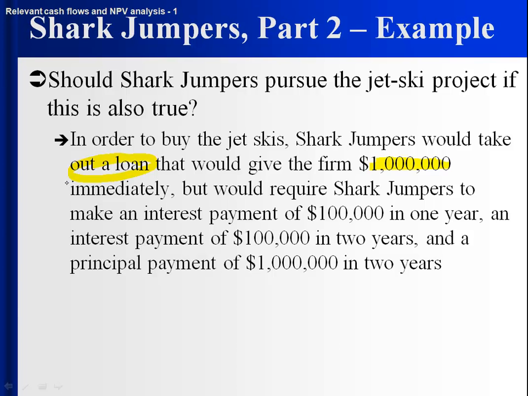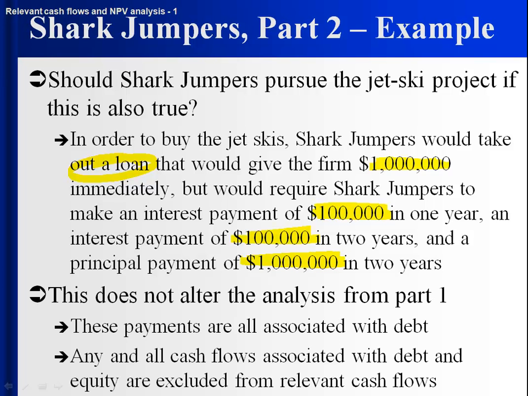So they need to take out a loan, so they get $1 million, but then in a year they'd have to pay interest of $100,000. In 2 years they'd have to pay interest of $100,000 again, and they have to pay back the loan, so they have to pay back $1 million in 2 years. So is this something we need to incorporate in the analysis, and if so, how?